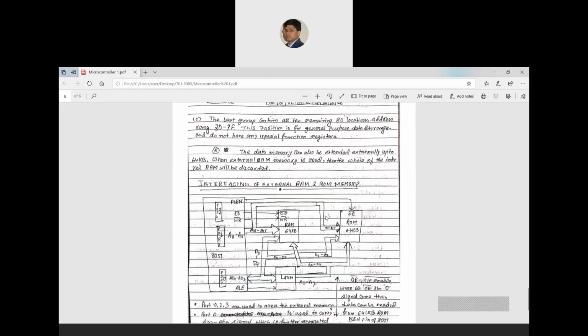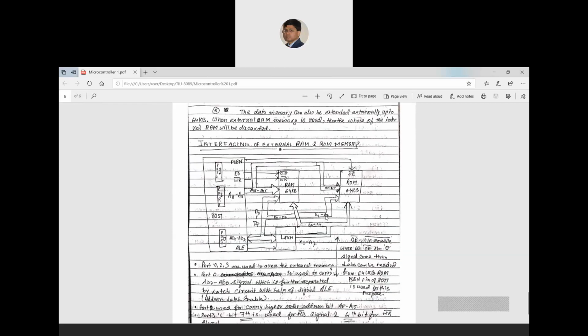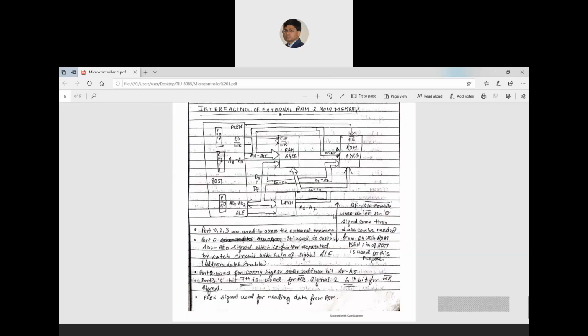Next, this interfacing. In this interfacing you can see how we can connect external RAM and ROM with the 8051. This is the interfacing circuit for that purpose. So today is up to this.